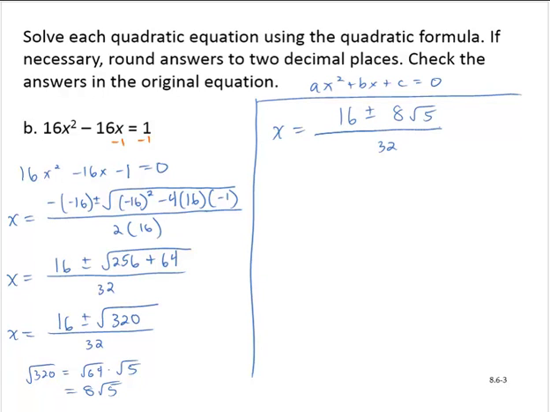Alright, and so now let's break this up into its two solutions. 16 minus 8 root 5 over 32. 16 plus 8 root 5 over 32. And we'll go ahead and find approximations on the calculator. 16 minus 8 root 5 divided by 32 is negative 0.06. And 16 plus 8 root 5 over 32 is approximately 1.06.